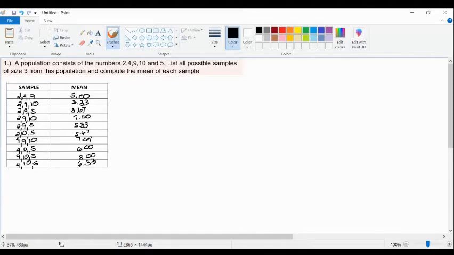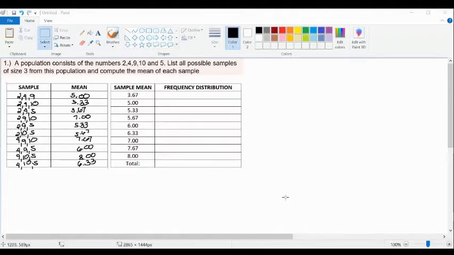As I discussed earlier, the number of samples of size n that can be drawn from a population of size N is given by N choose n. This time, let's make a frequency distribution of the sample means. We shall call this frequency distribution the sampling distribution of the sample mean.